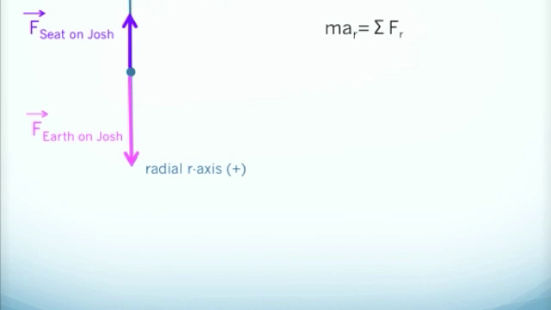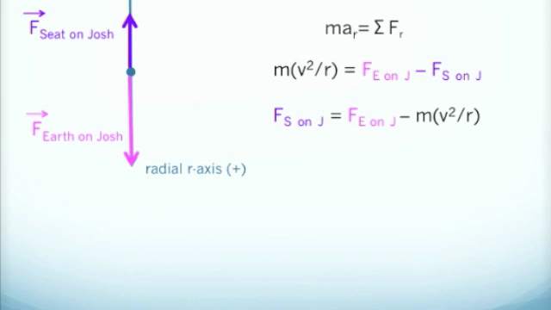Now this is our formula for Newton's second law, modified slightly for circular motion. So the mass times the radial acceleration is equal to the sum of the forces in the radial direction. So we're going to substitute in v squared over r, which we learned earlier, in for radial acceleration. And then we're going to do the sum of the forces in the radial direction, so we know that's the force that Earth exerts on Josh, which is again positive, minus the force that the seat exerts on Josh, because that force is negative. And then if we keep moving around the equation, then we get this, so that we're solving for the force that the seat exerts on Josh.